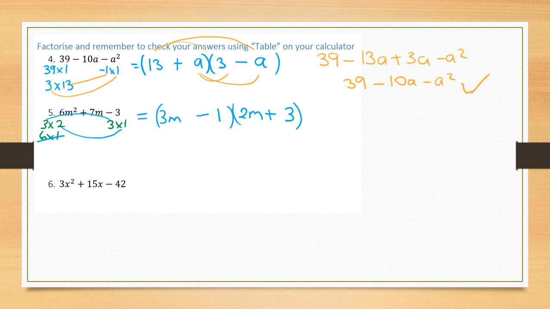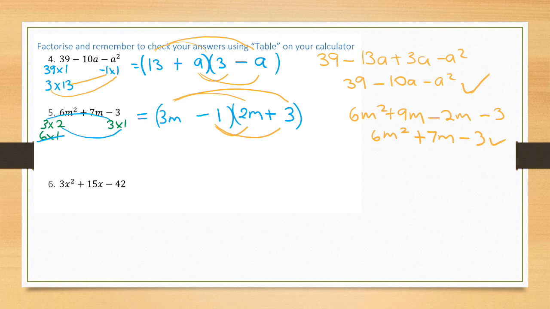Okay, so again, checking it all, 3 times 2 is 6m squared. 3 times 3 is plus 9m. 1 times 2 is -2m. And 1 times 3 is -3. So I've got 6m squared plus 7m minus 3, and that is the correct answer.